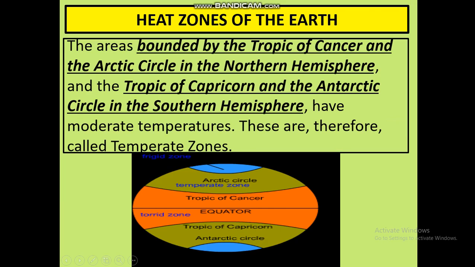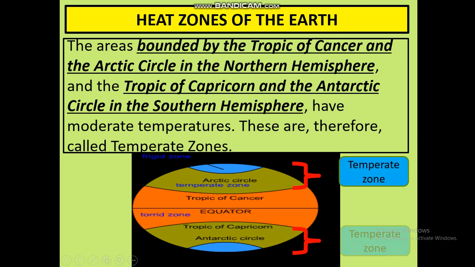The areas bounded by the Tropic of Cancer and the Arctic Circle in the northern hemisphere, similarly the Tropic of Capricorn and Antarctic Circle in the southern hemisphere, have moderate temperature. That's why these regions are known as temperate zones. Temperate means neither hot nor cold, meaning moderate temperature, comfortable temperature.